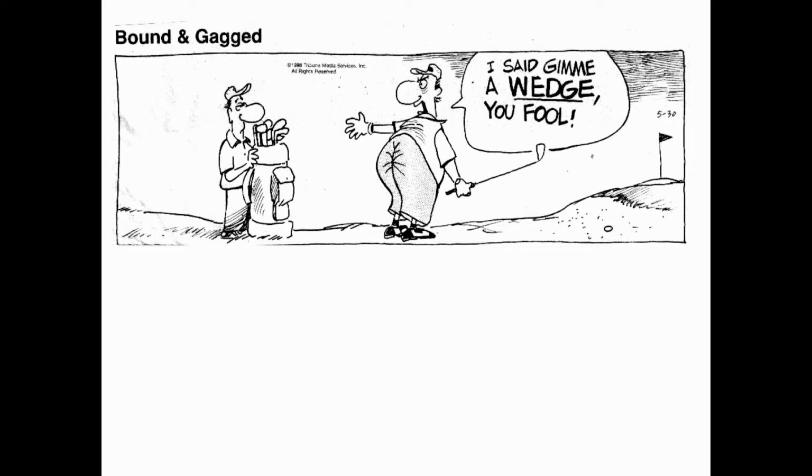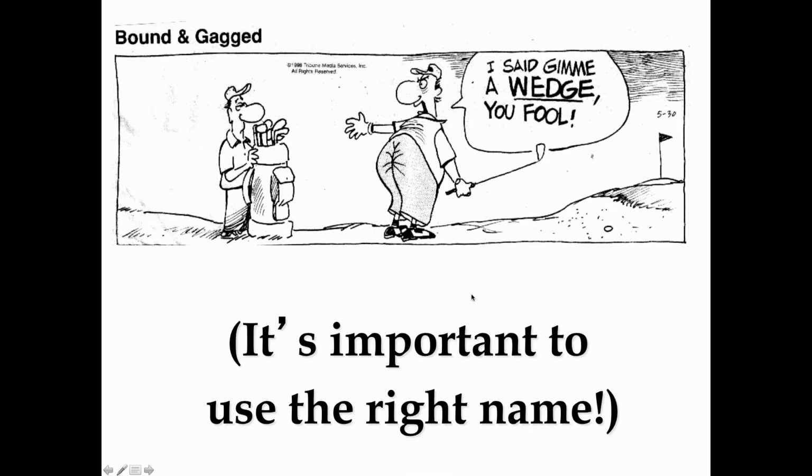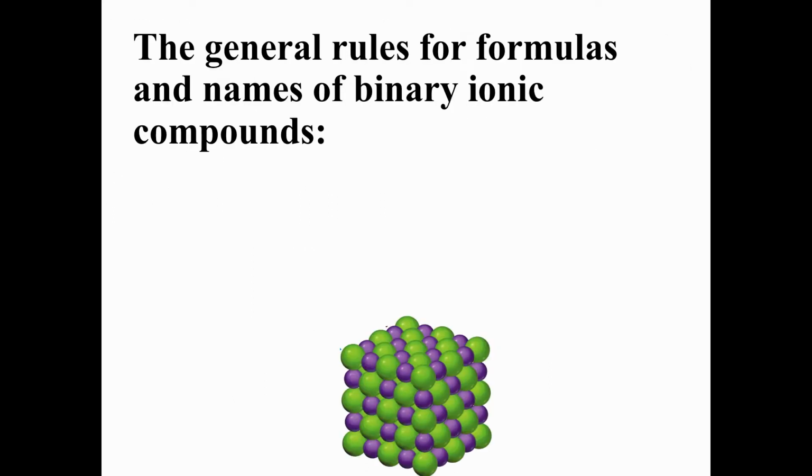Okay, we'll move on to another topic. "I said, 'Give me a wedge, you fool,'" the golfer is saying. And you might note that wedge is not what he got. He asked for a wedge, but he got a wedgie. And even though those two words are pretty similar to each other, they're not quite the same, and it's important for us to get and use the right name for things. And it's got to be pretty precise, or you sometimes get the wrong thing.